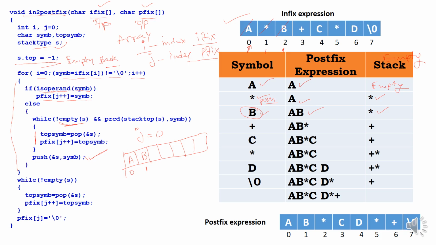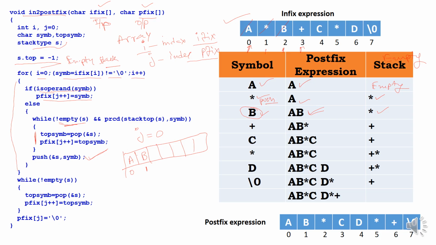Now B is an operand. Is it an operand? Yes, so add it to the postfix expression. Then the next character is 3, plus. Is the symbol plus? Yes. Is it an operand? No, it is an operator.